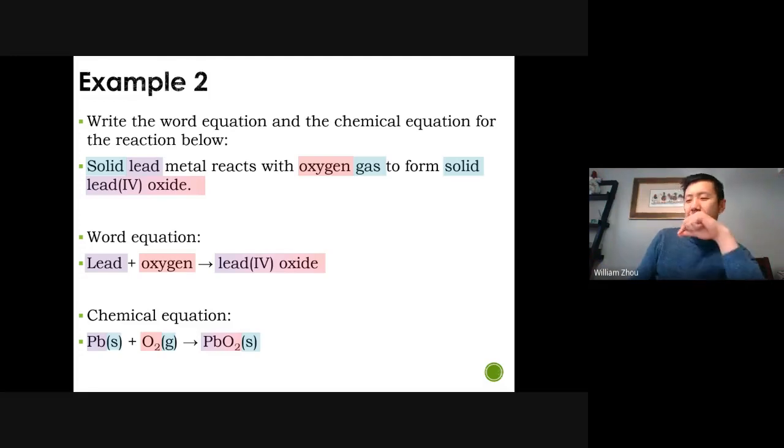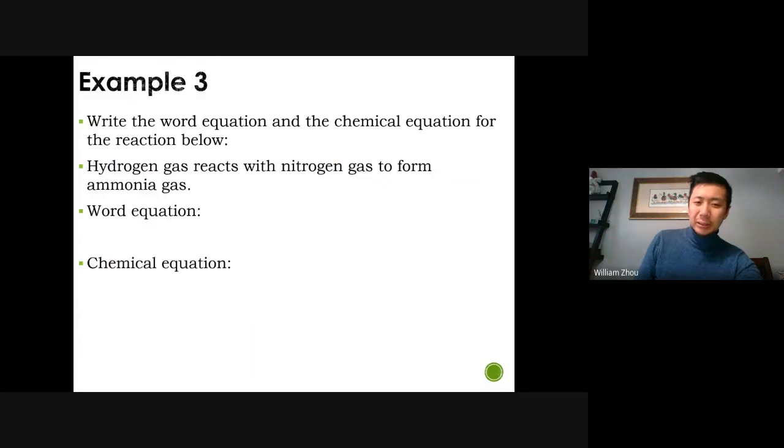You will probably need quite a bit of practice with questions such as this one. Because you're going to deal with different elements and compounds every time, and you have to find the periodic table. You got to figure out what the chemical formula is. So that takes some practice.